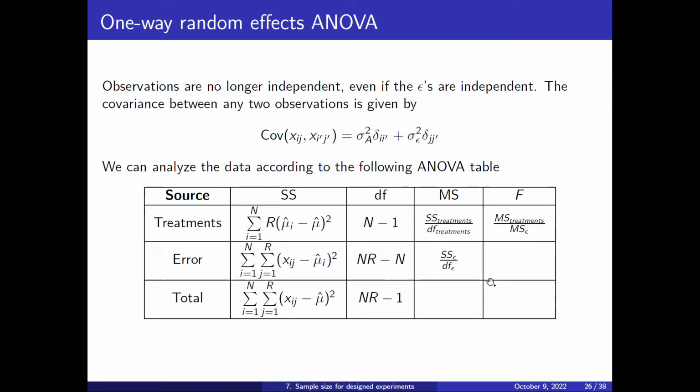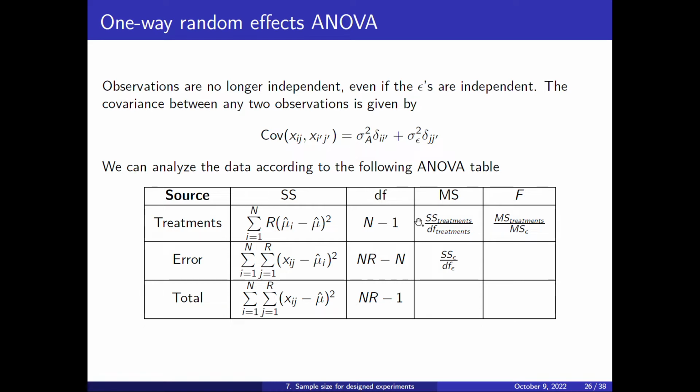Then we have the ANOVA table. Let's say that we have n people that we will measure r times. The number of degrees of freedom that we need for estimating the treatment is n minus 1. In total, we have n people measured r times, so it is nr minus 1 for the total, and then the number of degrees of freedom for the errors is the difference between these two, that is this one.